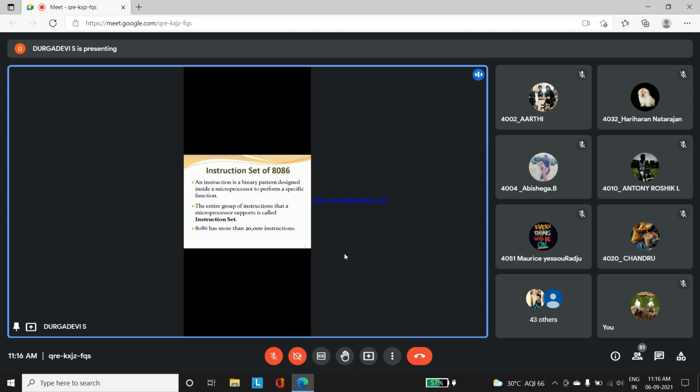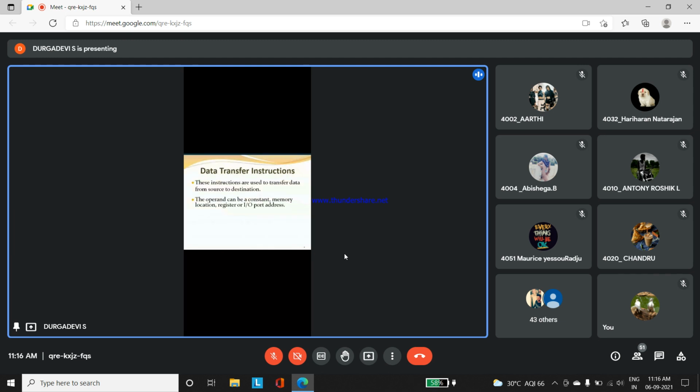We have more than 20,000 instructions in 8086, but all the 20,000 we are not going to study. Okay. The very frequently used instructions for writing programs alone we will see. So it is classified as data transfer instruction, arithmetic, bit manipulation, program execution, string and control. Okay. First we will see data transfer instruction. What do you mean by data transfer instruction?